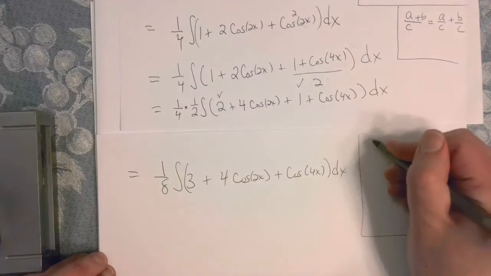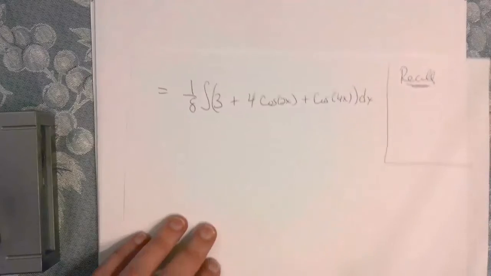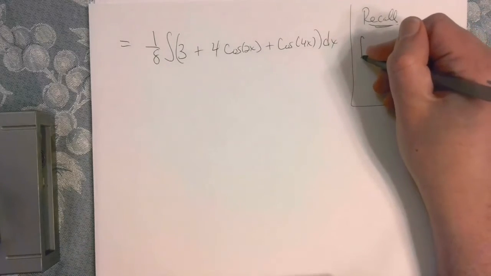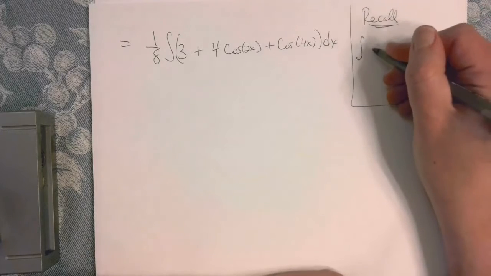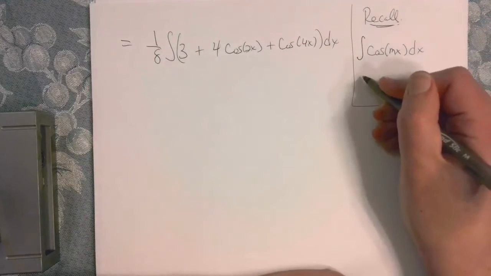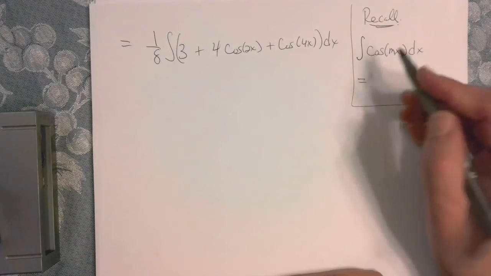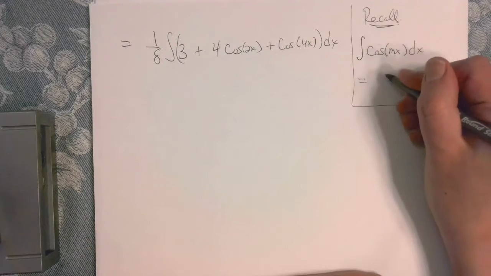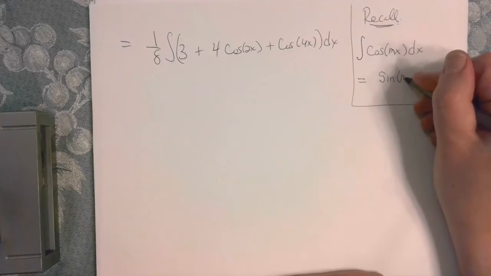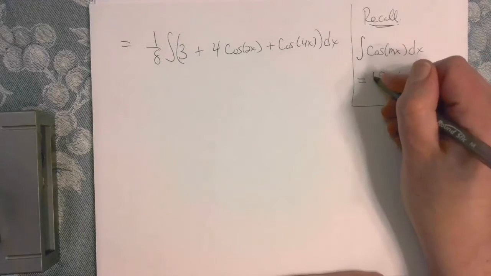I just want to recall something on the side. Okay, so assume, of course, m is not 0. So the antiderivative of cosine of mx dx, I call this the anti-chain rule. So it's the antiderivative of cosine, which is sine, same input, same argument, times 1 over the coefficient of x.